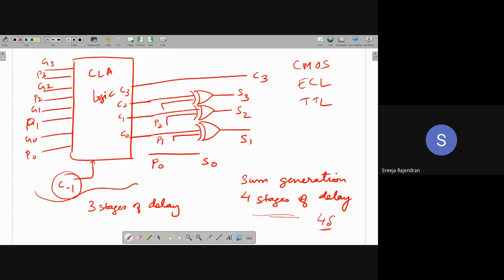We are able to bring down the delay significantly by adding extra hardware. This is my extra hardware, the CLA logic. What I have there is the extra hardware that I'm adding. And based on that, I'm able to significantly reduce the delay in the circuit.